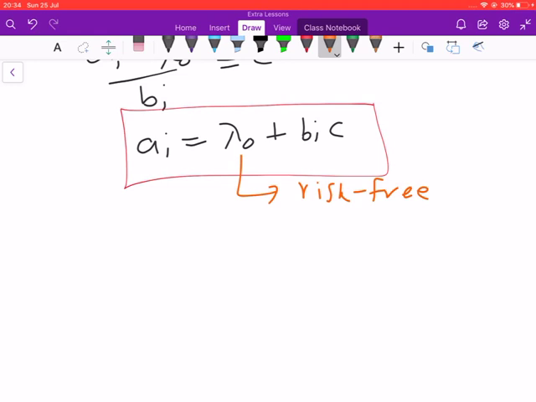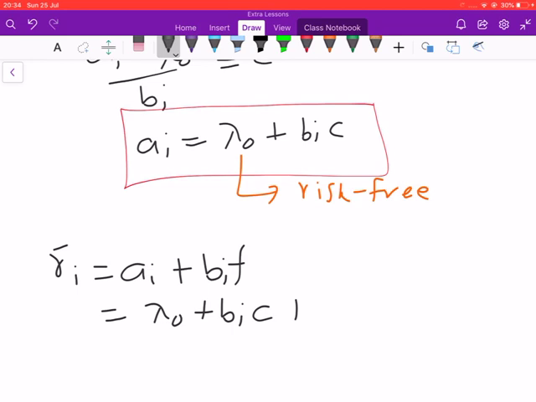Where our intercept for asset I will be equal to lambda 0 plus the factor loading times a constant C, right? So from our returns of I, we know that we have AI plus BI F. So instead of just writing A, you can say lambda 0 plus BI C plus BI F. It's going to be equal to lambda 0 plus BI times C plus F.